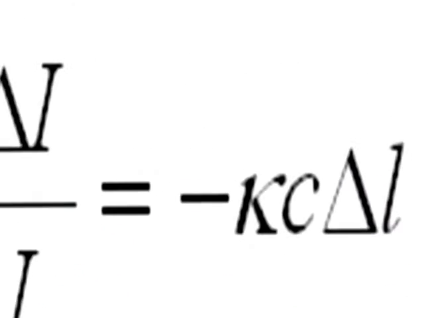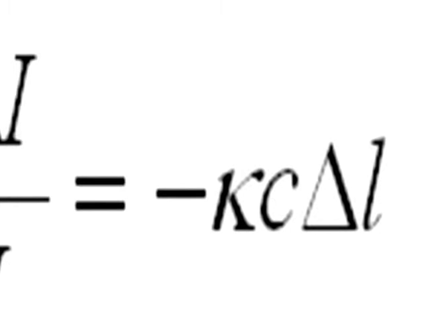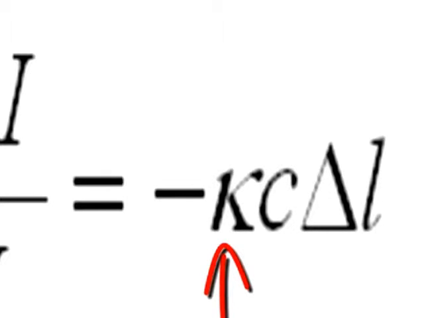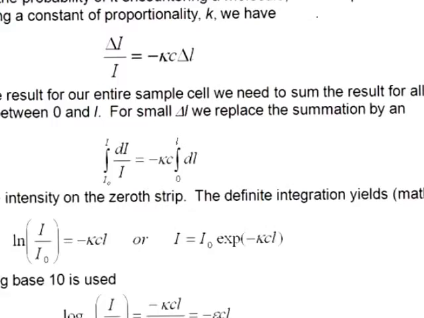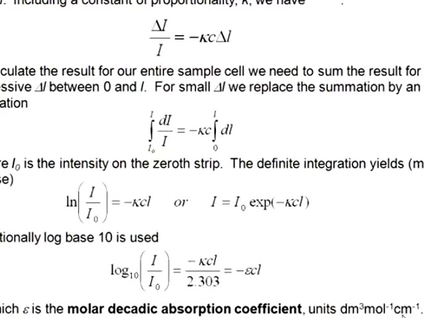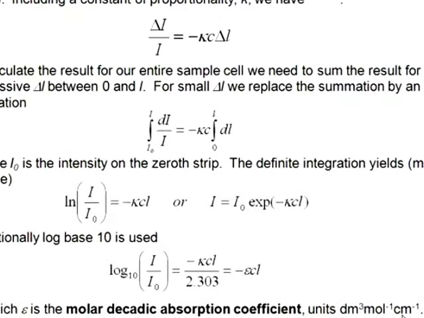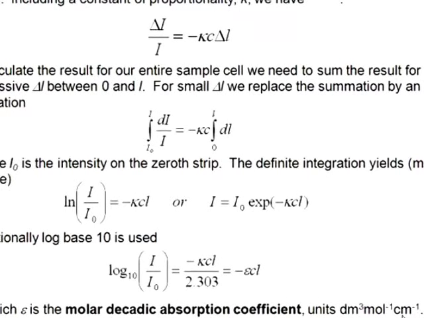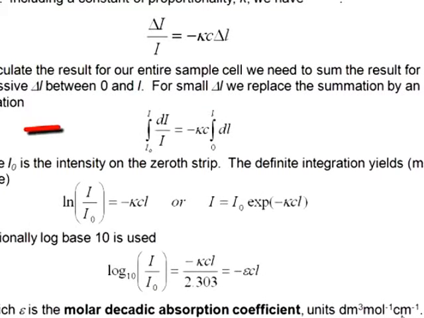So delta I over I is going to be proportional to concentration, and delta L, the length of that strip of the sample. And so we put a constant of proportionality in there, which I'm calling kappa. And since the way we've defined delta I is always negative, that's where the negative sign comes from. So if we want to know the total transmission of our entire sample, then we just have to add together all of those individual elements. And if we make delta L very small, we don't have to sum up all those individual elements. We can replace the summation sign by an integration sign.